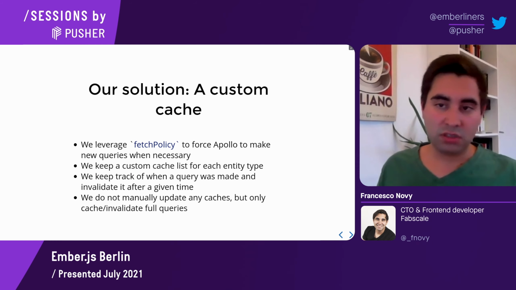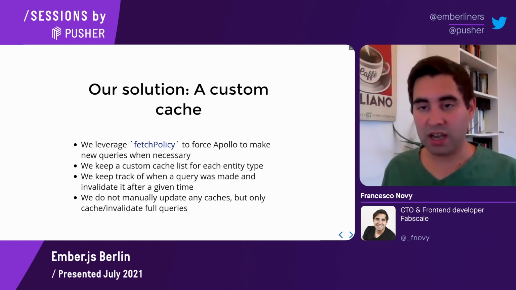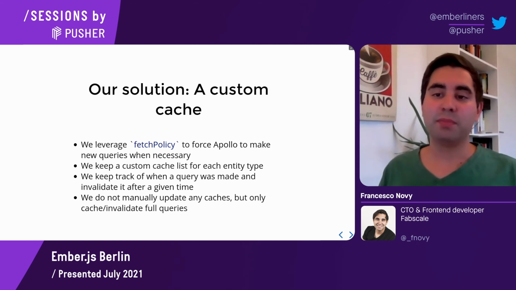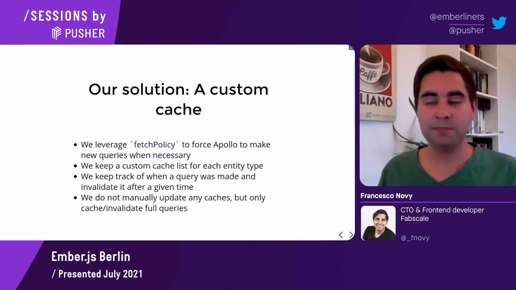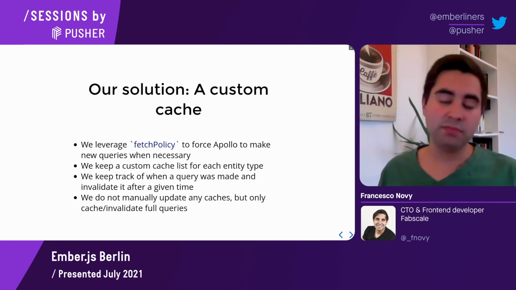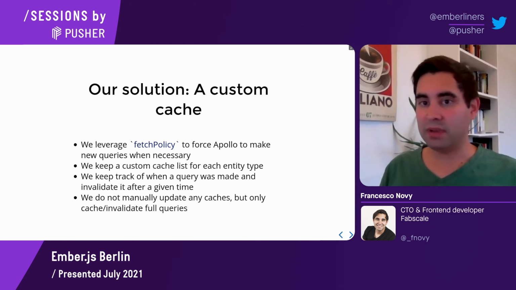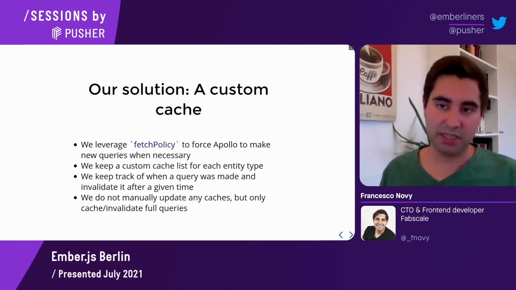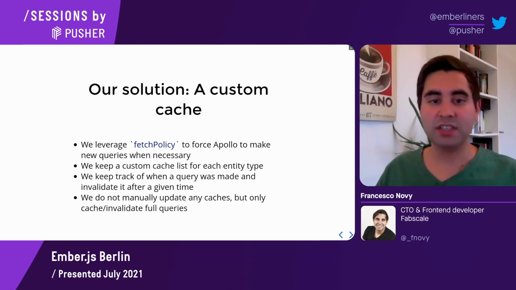We do not manually work with the Apollo cache. We do use the Apollo cache, but we do not directly interact with it, only over the fetch policy. And when we run a mutation, we're allowed to define a list of caches to clear, basically. I will show some code how that works.